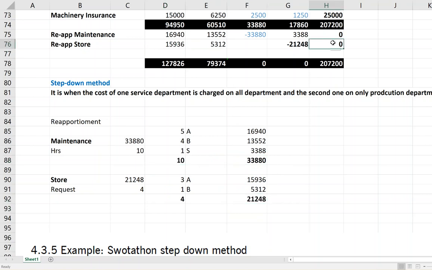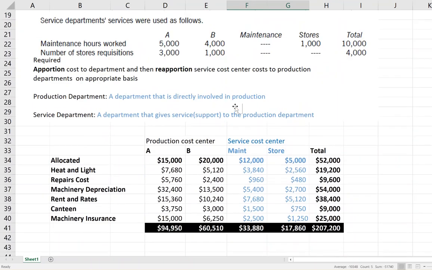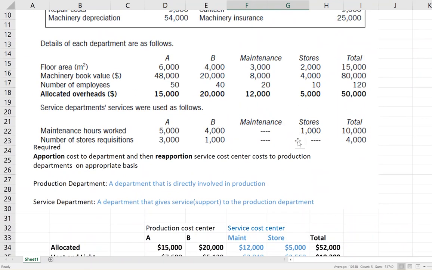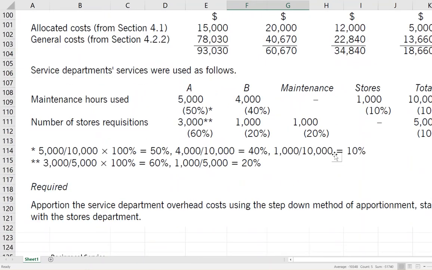So again, nothing changes as a total. The cost has only been shifted from service departments to production departments. Now in this question, we didn't have reciprocal service. Reciprocal service is when both service departments give service to each other. We have the same question, but this time there's reciprocal service.